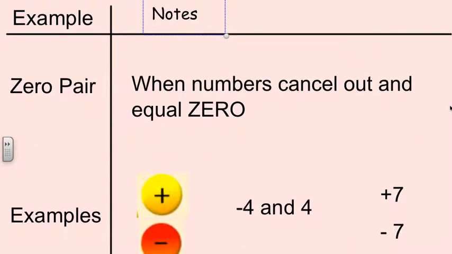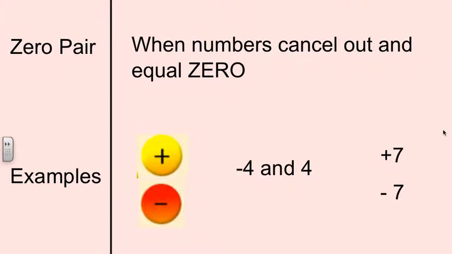The first thing that we need to talk about are zero pairs. So I want you to think about our soup yesterday. If you think about that soup, the hot soup that the chefs were making, if I had a bowl of soup and I added one hot cube, my soup would be 1 degree hotter. And then if I added one cold cube, the cold cube would cancel out the hot cube. So my soup temperature would be the same. We call that a zero pair.